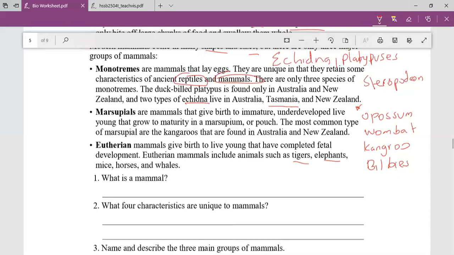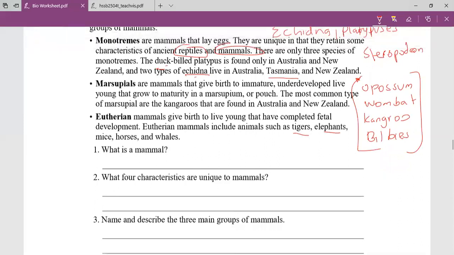How many examples of marsupials are you giving? Only one. How many examples of monotremes? You're given only 2, platypus and echidna. So if I'm giving you more examples, it's because you should improve your understanding of it. You can go back home and check opossum, wombat, and all the likes too.